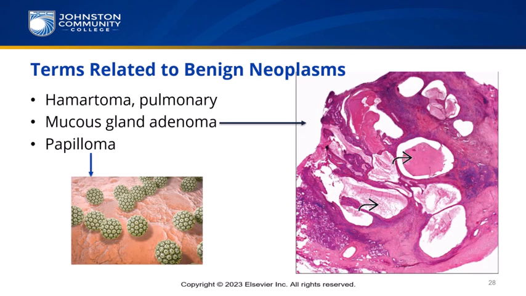Now we'll review some terms related to benign neoplasms. First, we have a pulmonary hamartoma, which is a benign tumor of limited abnormal tissue formed in the respiratory tract. Hamarto is a combining form meaning a defect. A mucus gland adenoma is a benign tumor of the mucus gland in the respiratory tract. And a papilloma is a benign tumor of epithelial origin in the respiratory tract. It is named for its nipple-like appearance, hence the combining form papillo, which means nipple.